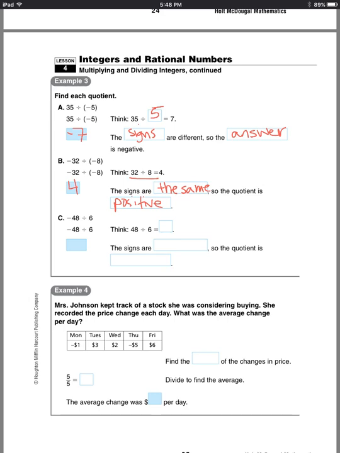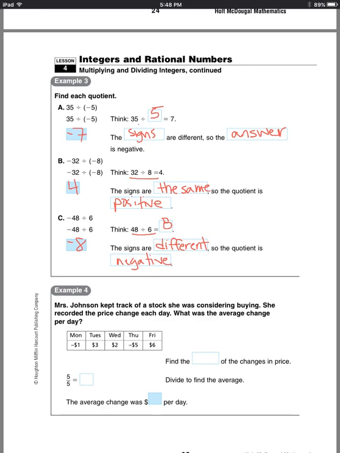Negative 48 divided by 6. We can think 48 divided by 6 and get 8. The signs are different, so our answer is going to be negative. So we need to remember to put the negative in front of the 8.